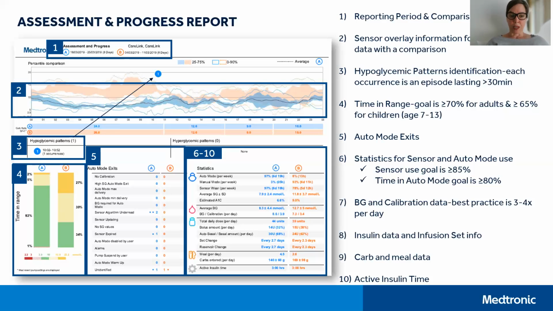This is followed by your BG and calibration data, so how many times you're testing and how many are being used for calibration. And of course, best practice is to both test and calibrate 3 to 4 times per day. This is followed by insulin and infusion set data, along with your meal and carb information, and lastly, your active insulin time.